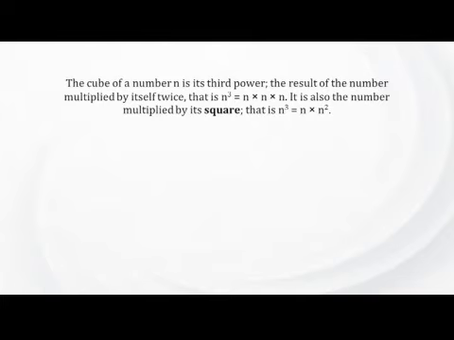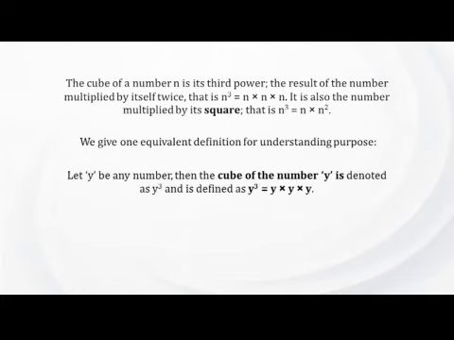It is also the number multiplied by its square, that is, n cube is equivalent to n into n square. We give one equivalent definition for understanding purpose. Let y be any number, then the cube of a number y is denoted as y cube and is defined as y cube is equivalent to y into y into y.